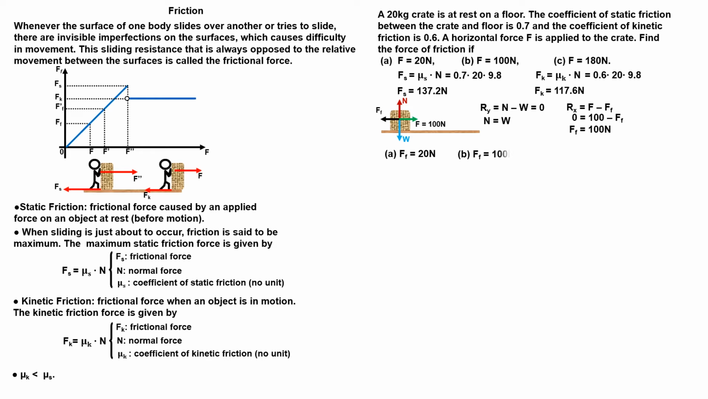In item C, if the force F equals 180 newtons, the applied force is greater than the maximum force of static friction. So the crate can no longer remain at rest. Once the crate is in motion, kinetic friction acts. Then the frictional force is equal to 117.6 newtons.